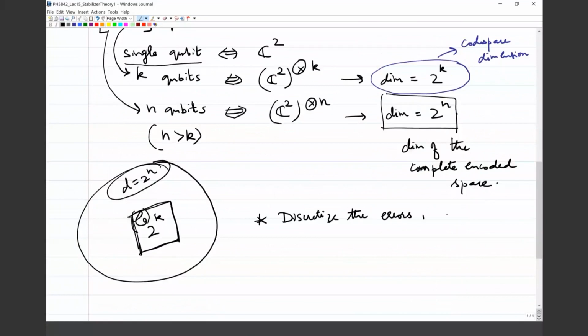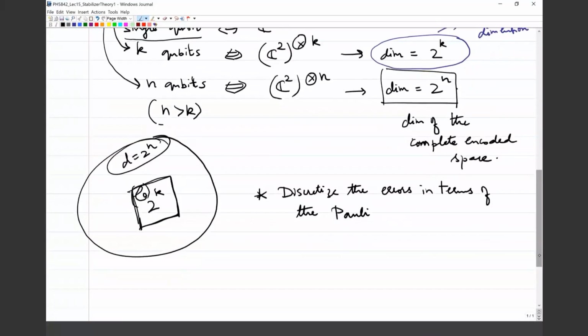This is what we discussed yesterday: because the error correction conditions are linear, you can simply correct for identity, X, Y, and Z if you're talking about qubits. And by virtue of linearity, and the fact that identity, X, Y, and Z form a basis for any single qubit operator, we would have corrected for any arbitrary single qubit error. So we discretize the errors in terms of the so-called Pauli errors, which is basically identity, X, Y, and Z, right?